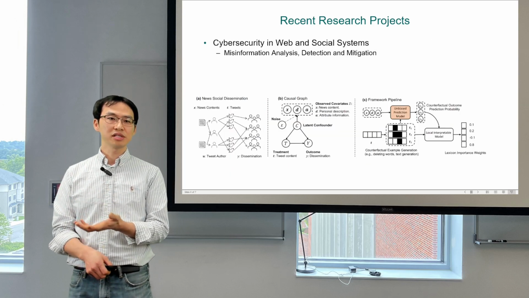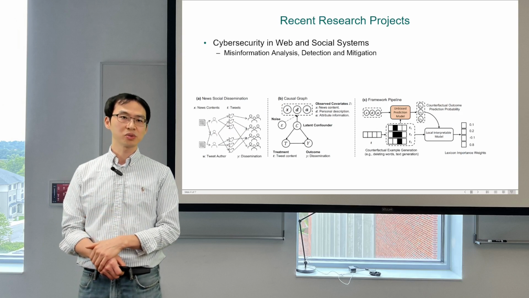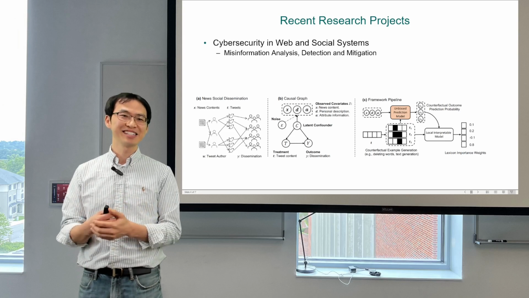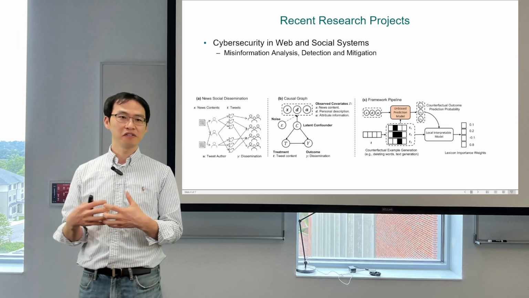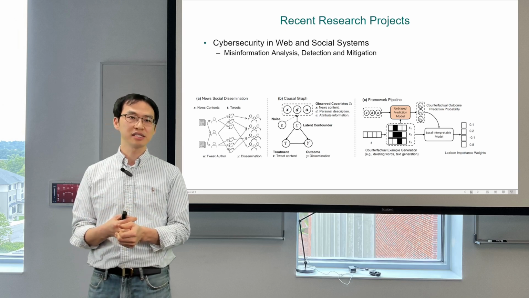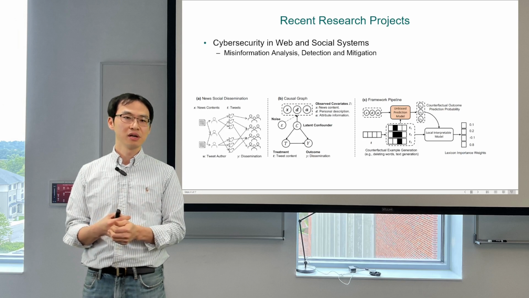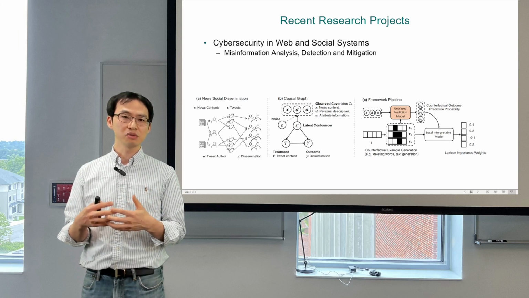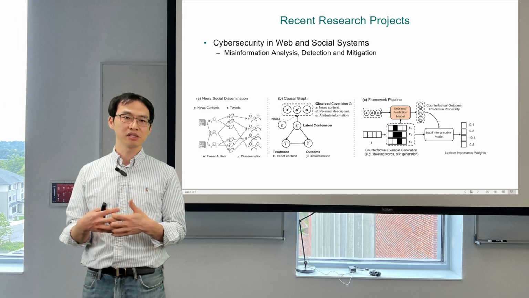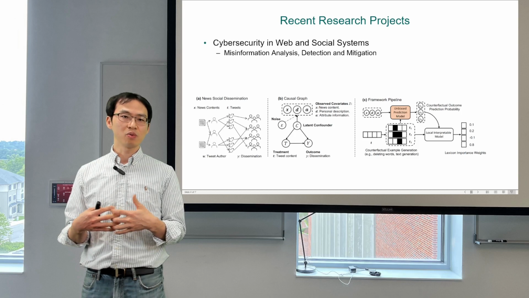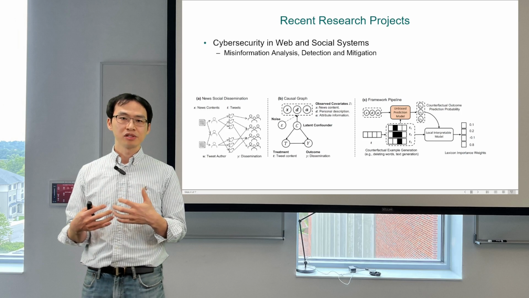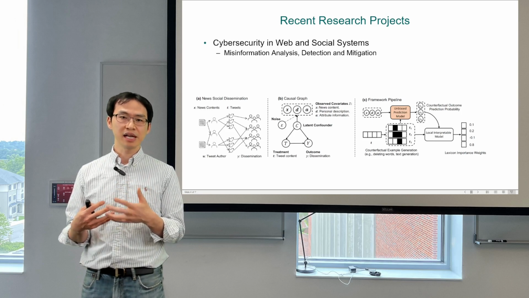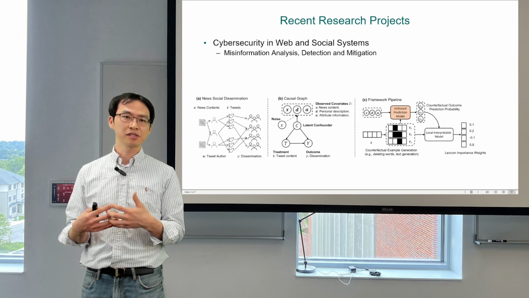On the other hand, we are also interested in cybersecurity in web and social systems. So basically, focusing on bad guys, how can we prevent the spread of incorrect information, such as misinformation analysis, detection, and mitigation. The figure shows when misinformation spreads over social media, there may be fake content which would influence the dissemination of that misinformation. So applying a causal graph, we want to identify the cause which makes misinformation get propagated. Eventually we identify treatments, such as lexicons or words, which actually make misinformation get propagated.